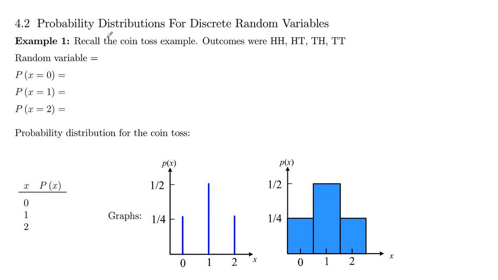So now in section 4.2, we want to look at how probabilities are distributed when you're talking about a discrete random variable. So only discrete random variables in this section. So let's go back to our coin toss example of two coins. Our outcomes were heads, heads, heads, tails, tails, heads, and tails, tails, or our sample points if you want. Our random variable here is going to be x, which is the number of heads.